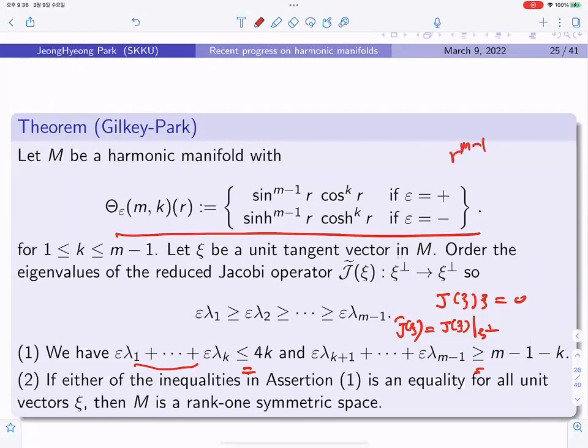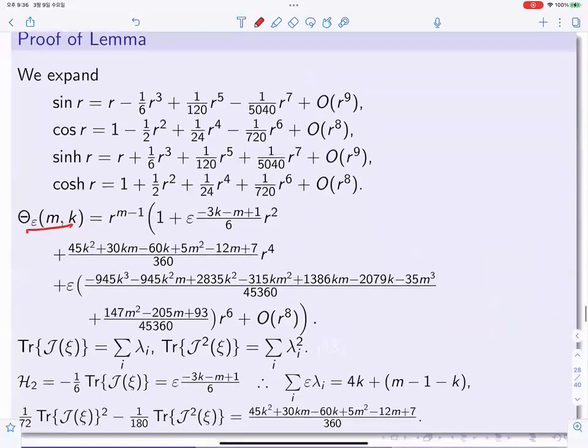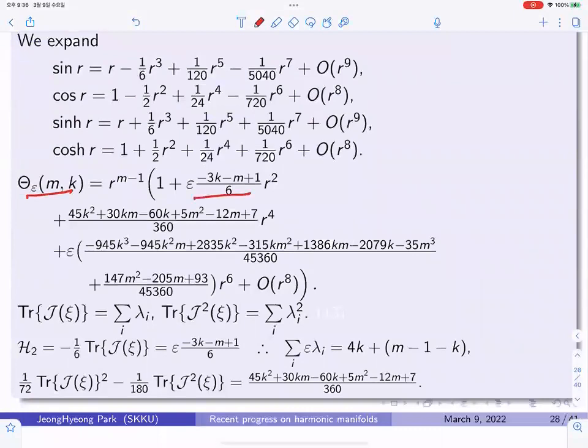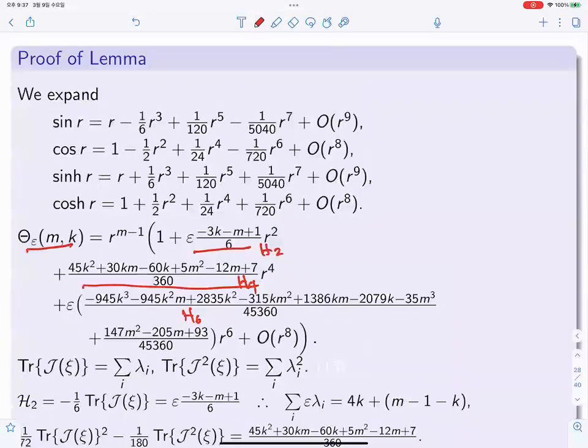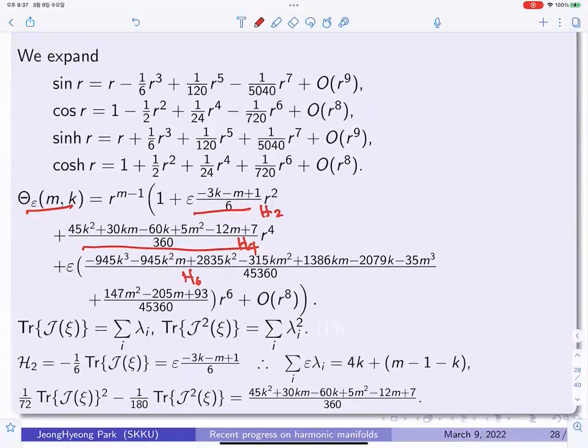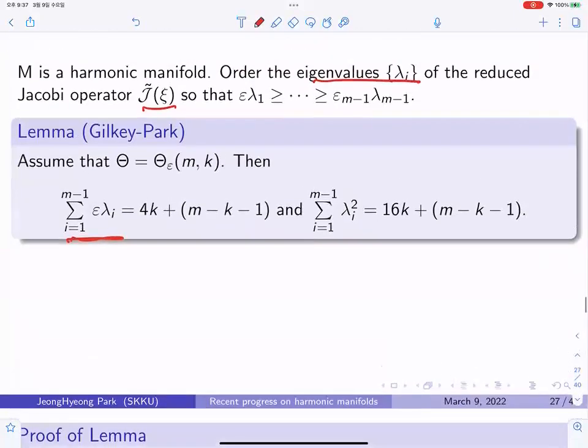Flat has the density function this one. So we compute. This is H2, this is H4, this is H2, this is H4, so this is H6. So we compare these terms with here. You see H2 is this one, and we are using this one and this one. Here the trace of this one is H2. So now we got this, and you know this one here, and you know that this one, then you also get this. So the proof goes on. The lemma is proved.